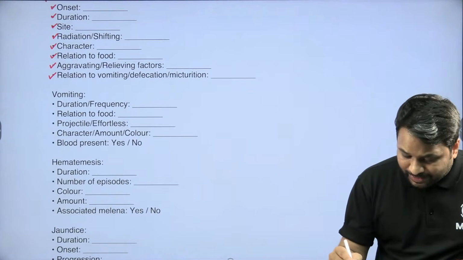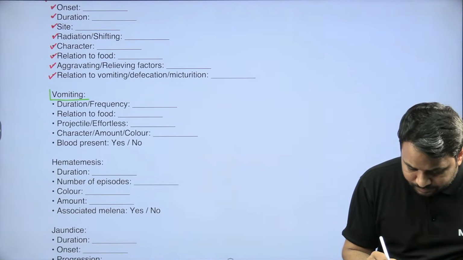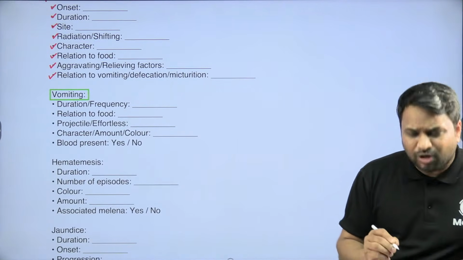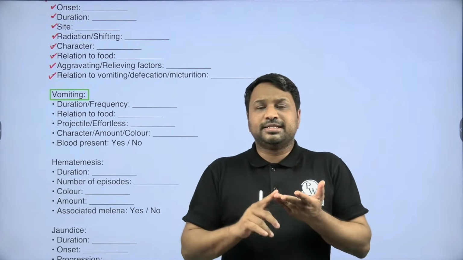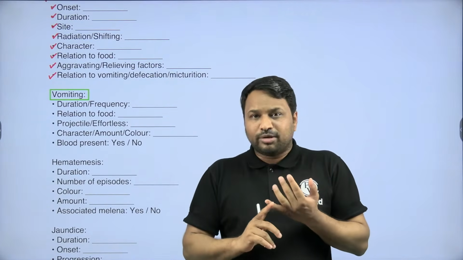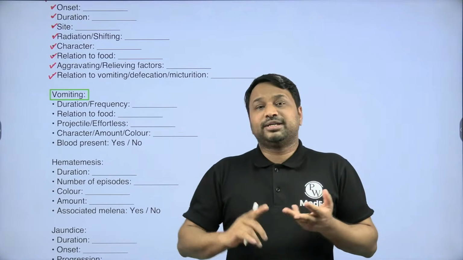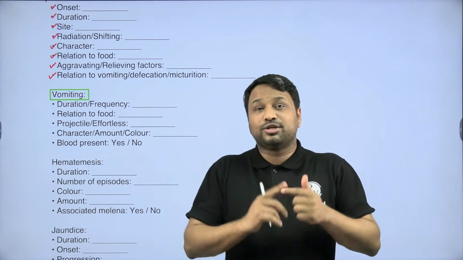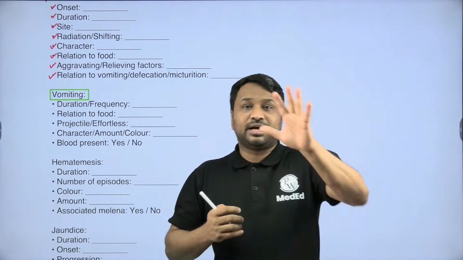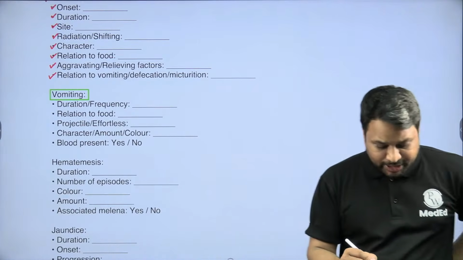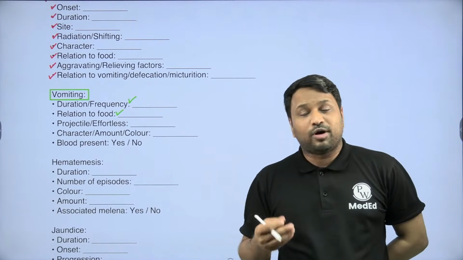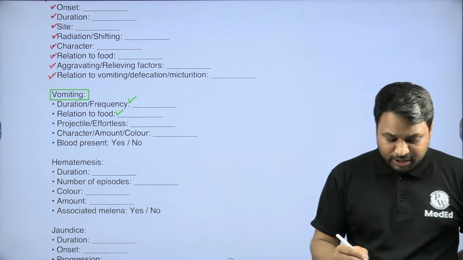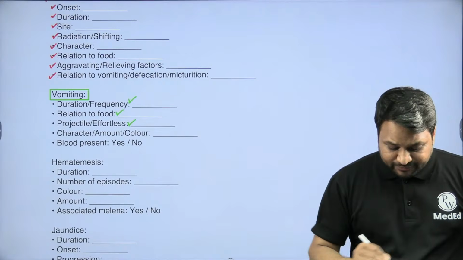Next, we'll see with respect to vomiting. In the vomiting, I'll always be very precise about color, consistency and nature, right? Is it bilious, non-bilious? Is it projectile, non-projectile? How many episodes? What is the duration? What is the rate at which the vomit is occurring? All that is important. So duration, I've spoken. Relation to the food. If it is an immediate food-induced vomiting, then it is going to be gastric outlet obstruction. Is it projectile or is it effortless?